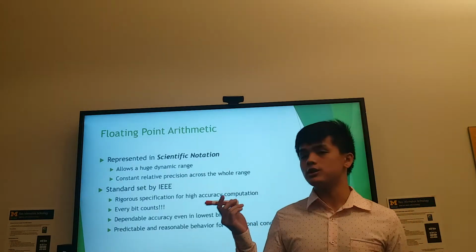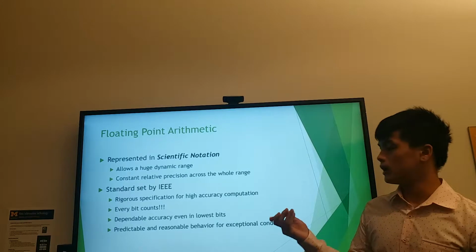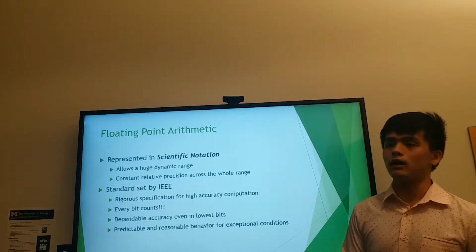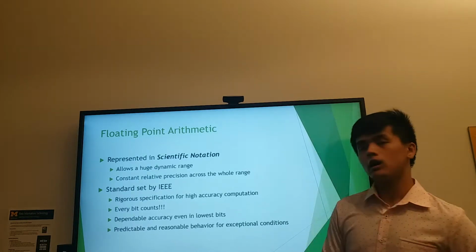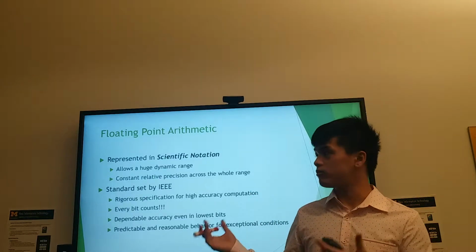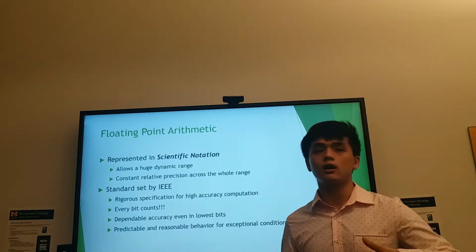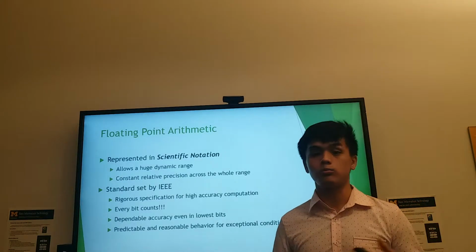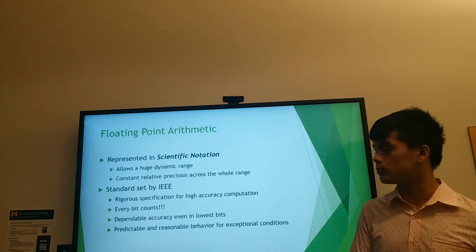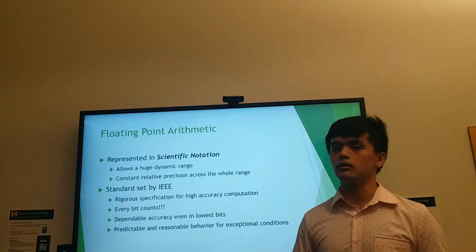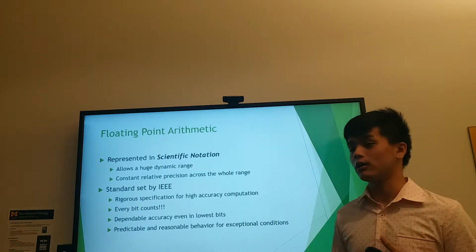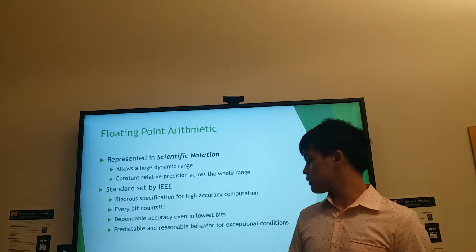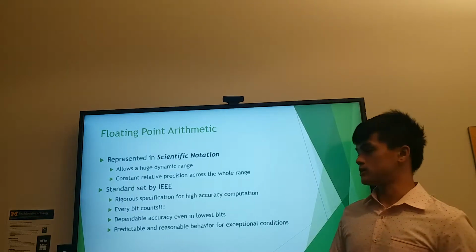The current standard we're using is set by IEEE, and it allows us to do high accuracy computations, and every single bit has its own functionality. One of the biggest challenges in floating point arithmetic is how to deal with precision and lower bit accuracy, and IEEE formatting allows us to maintain high accuracy even in lower bits. It's also really stable: we always know what's going to happen next and how to do the calculations. We can handle exceptional errors, and it's predictable, with more reasonable behavior.